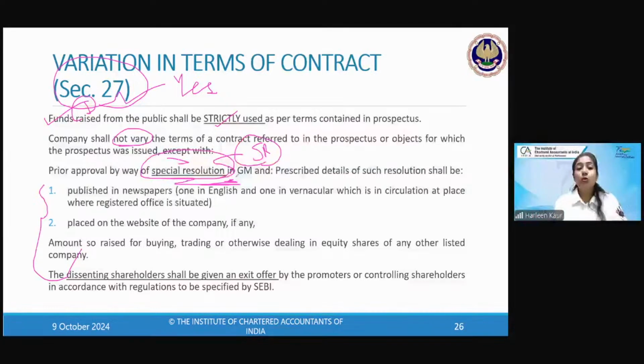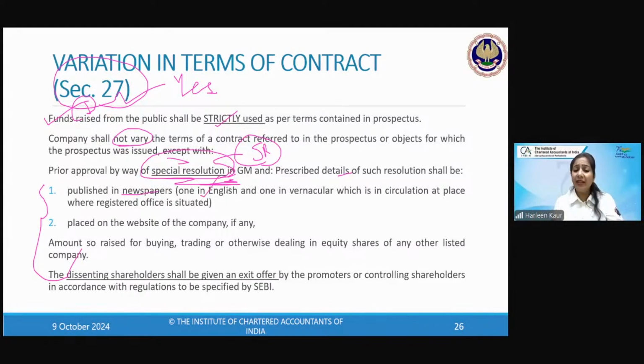All right. So the special resolution and the details of such resolution shall be published in newspapers. An advertisement has to be given in the newspaper that we are going to bring this kind of variations. Why are you announcing it in the newspaper? Because you want all the members of the company to know. If someone doesn't know, you have still given it openly in the newspaper, announced it to the public, so that they come to know that this company is going to bring changes in the terms of contract in the prospectus.